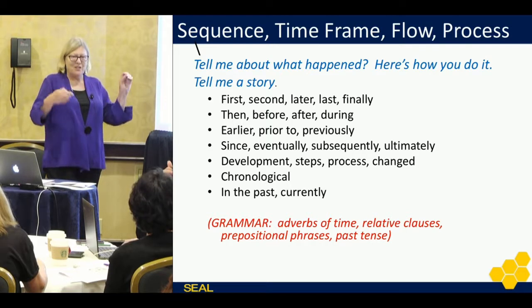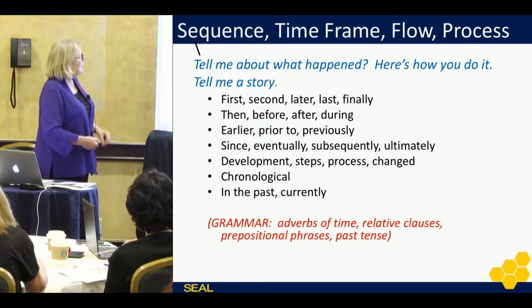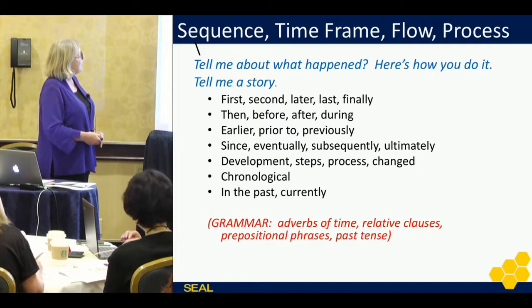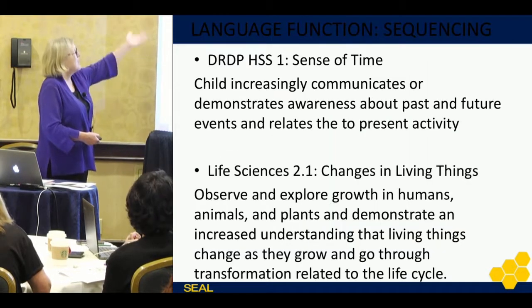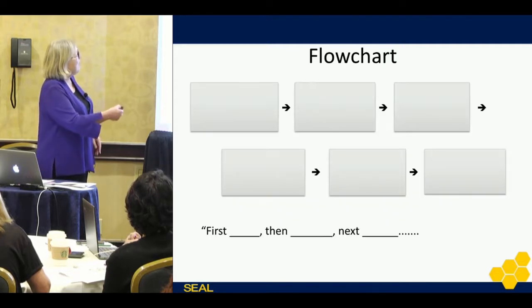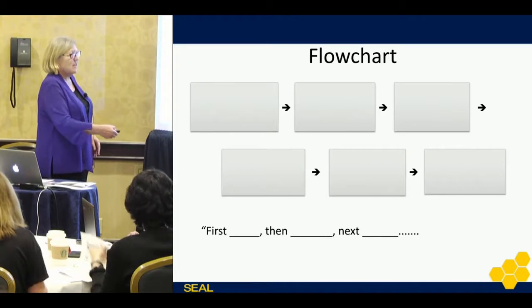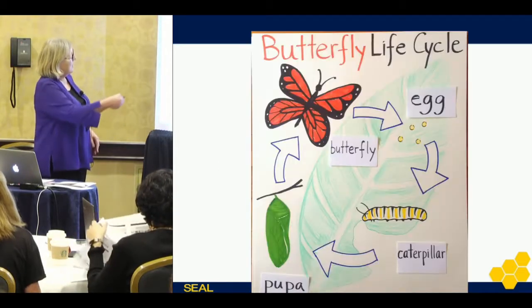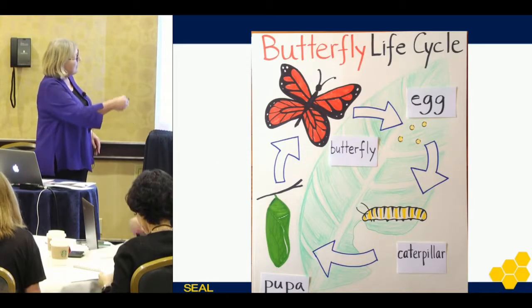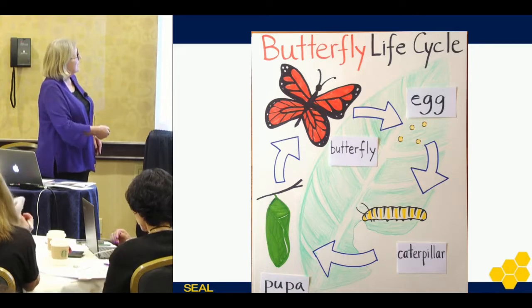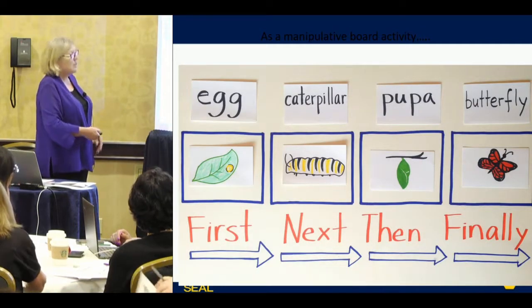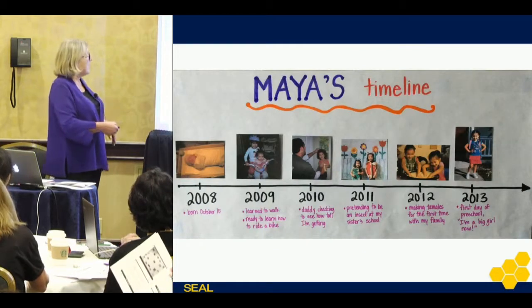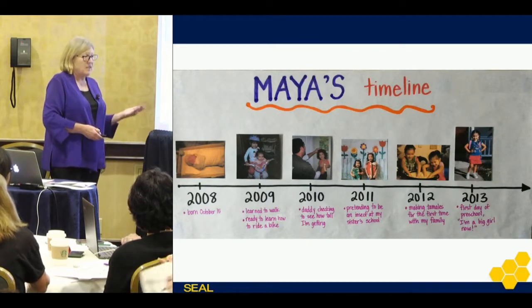This is my point. You have to choose for your unit which language function you're going to go with. And the graphic organizers you'd end up using, here, changes in living things, sense of time, a flow chart. Which came first, what happened next, that kind of thing. Or the round arrows showing cycles. Or laying it out this way like a flow chart. Or timeline. So for the paleontologist group, probably sequence is going to be a big one.